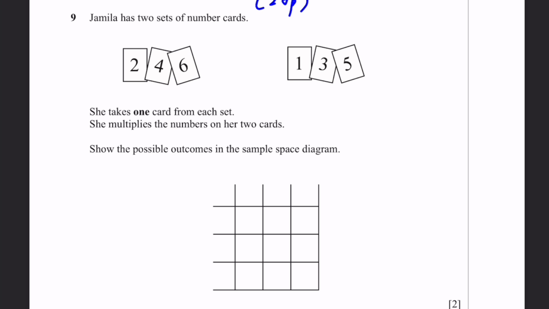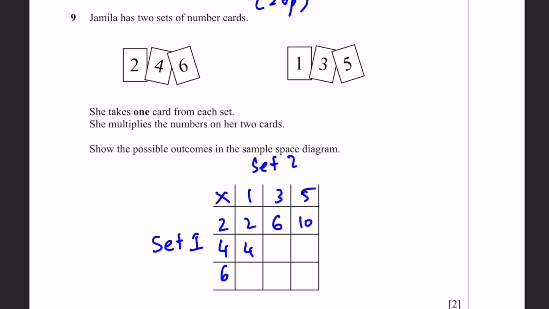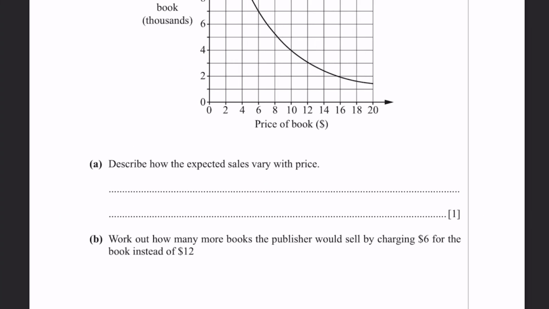Okay, so set 1 is 2, 4, and 6. And set 2 has 1, 3, and 5. And you have to multiply them. So we get 2, and then we get 6, and then we get 10. And a 4, and a 12, and a 20. And a 6, 18, and 30. So this is the sample space diagram. Let's move to question 10.